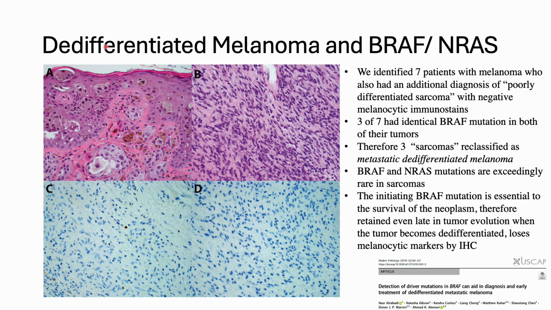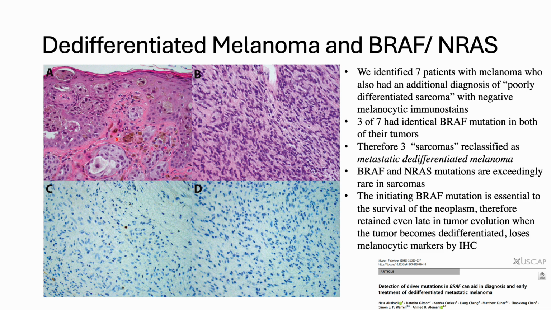So starting with dedifferentiated melanoma, this is a patient that we encountered with a conventional melanoma in the top left panel, but who later developed a spindle cell neoplasm which was diagnosed as an undifferentiated sarcoma. And we wondered, could this be really a dedifferentiated melanoma which had lost immunostain markers? So this is SOX10 and this is Melan-A.